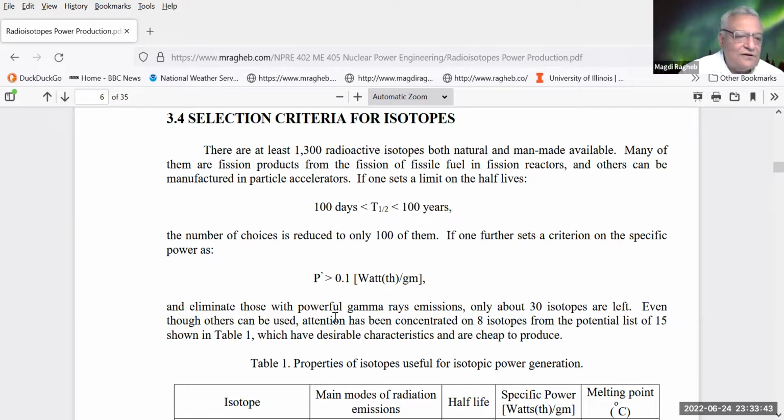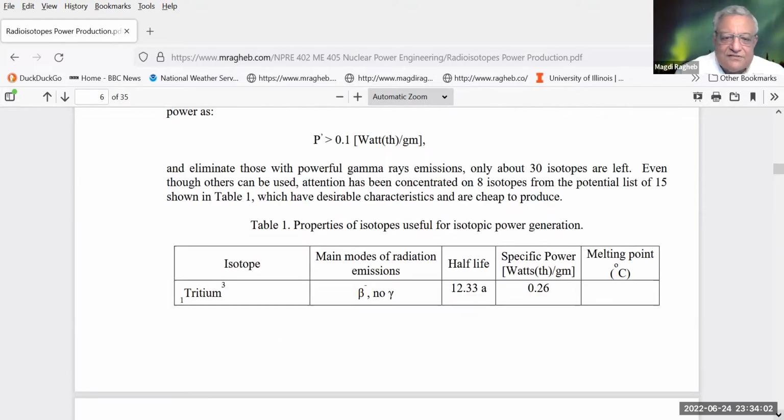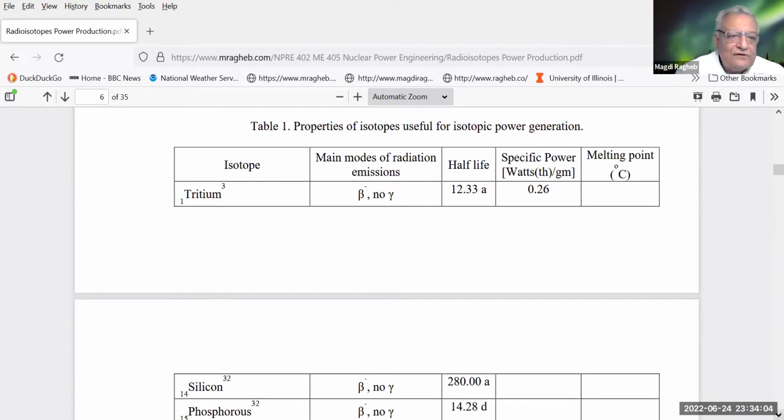Even though others are used, the attention of the engineering community and scientific community concentrated on 8 isotopes. I show you from those 30 isotopes a list of 15 of them. It doesn't exclude the others, but this is where some isotopes are of interest to us. The most interesting one that is not unfortunately widely used is tritium. That's an isotope of hydrogen.